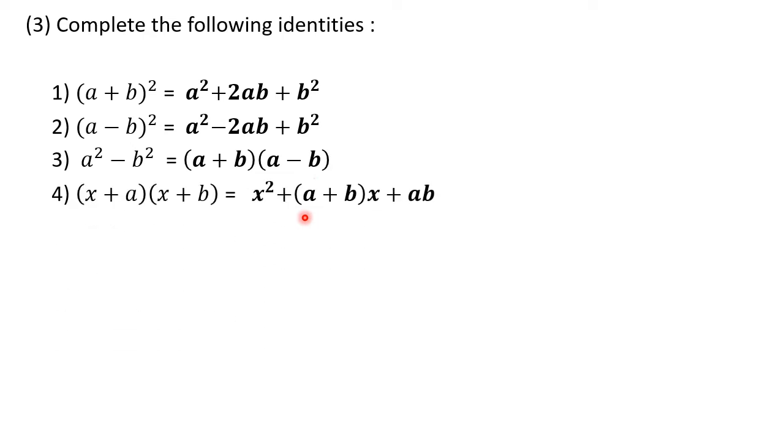Next, x plus a in one bracket and x plus b in another bracket. The answer is x square plus a plus b outside the bracket times x plus ab. Here what you have to keep in mind is that x is a variable and a and b are numbers. Also the signs can change. Here you can have minus, or here you can have minus, or in both places you can have minus. So accordingly you have to go on making changes here.